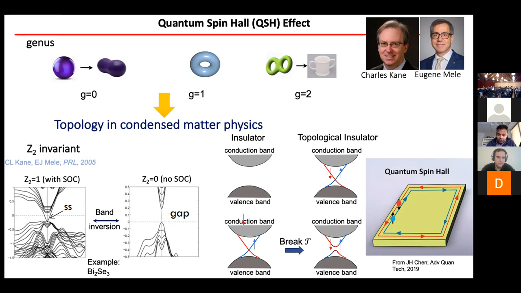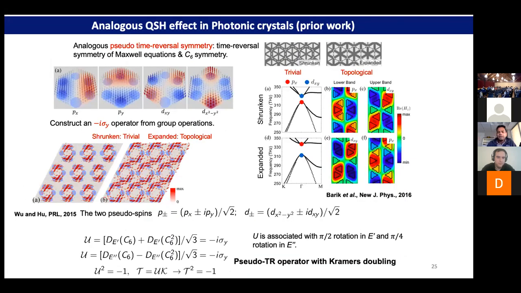Overall, time reversal symmetry is maintained, so you don't gap out this crossing unless you apply a magnetic field. And this is what is called the quantum spin Hall effect. People have been trying, and there is a lot of great activity, to mimic this in photonic systems, phononic systems, and so on, and to create new phases of optical matter. One such design of this quantum spin Hall effect, it's not the only design, but a very interesting and important one, was proposed by Wu and Hu in 2015.